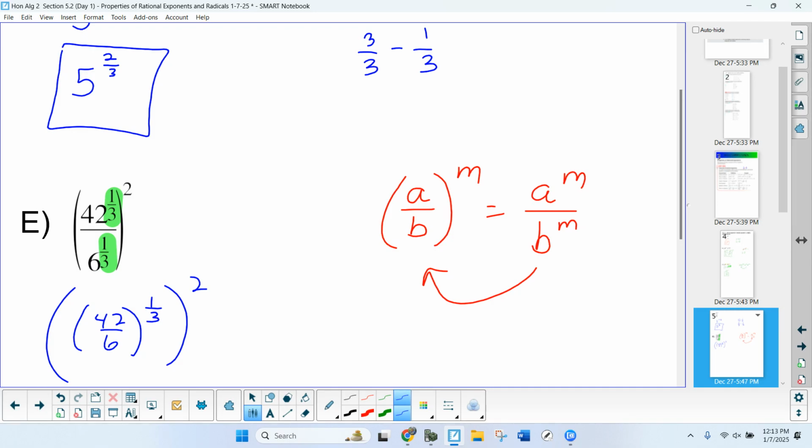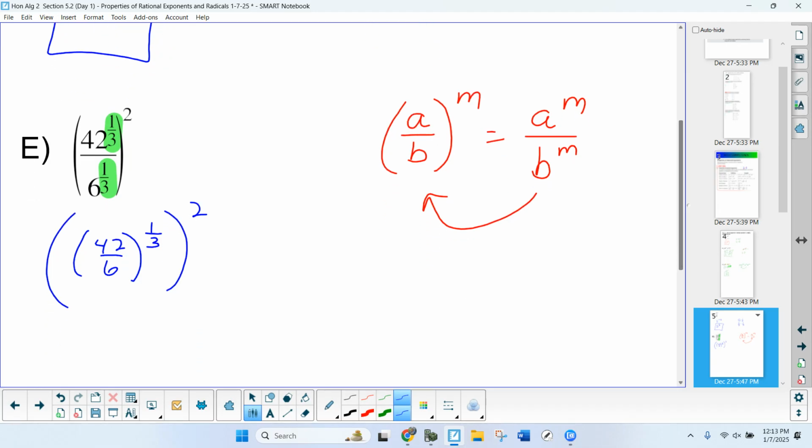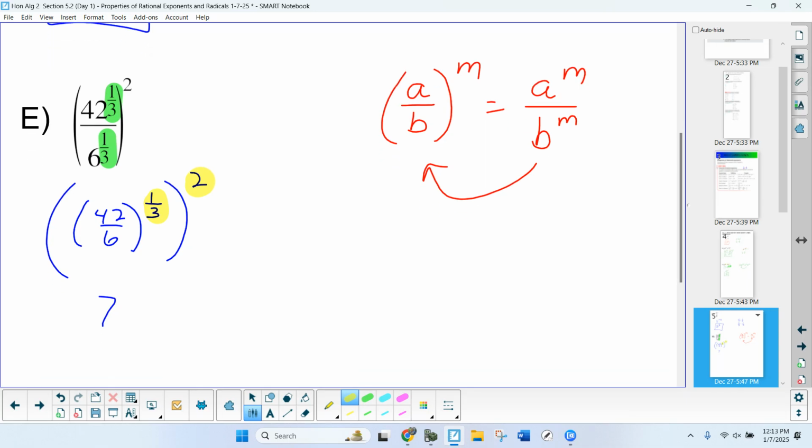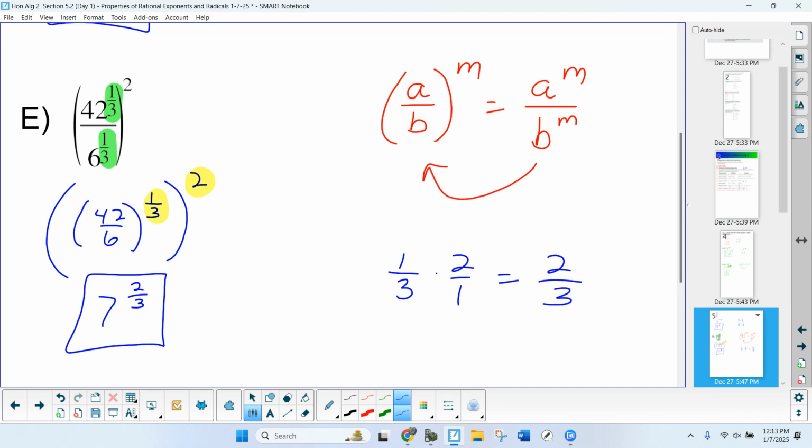So what is 42, and maybe somebody said divide and that's what you meant. I thought you were talking about the exponent, sorry. What's 42 divided by 6? 7. And now what do you do when you have a power of a power? Multiply. And what do you get when you multiply? 2/3. Again, when you multiply 1/3 times 2 over 1, you get 2 over 3. Questions there? And we can't simplify that because there's no cube root of 49 and there's no cube root of 7. Are we good?